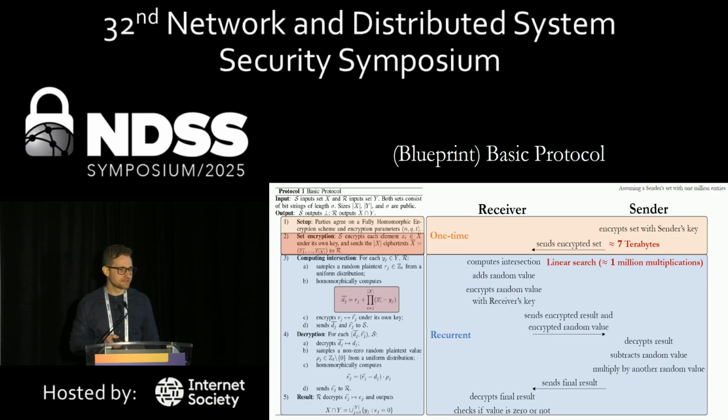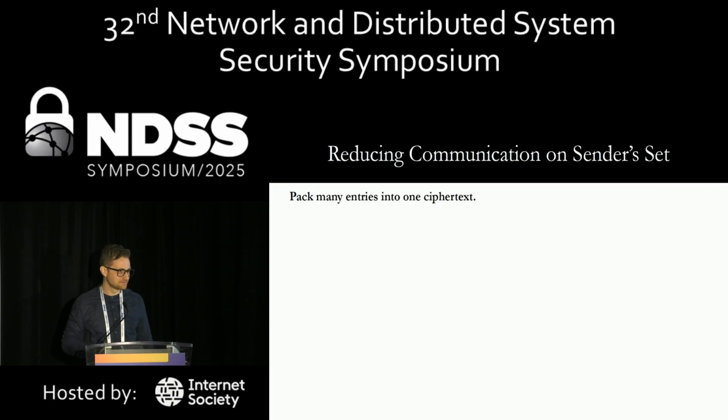When we apply Cuckoo hashing here, we reduce that linear search to a constant time search. We only need to do 3 multiplications for the parameters we use. And because we reduce the number of multiplications, we can use more efficient encryption parameters, which reduce the ciphertext size, so it also reduces the communication. But 100 gigabytes is still a lot. So how do we solve that? We try to pack as many entries into one ciphertext as we can.